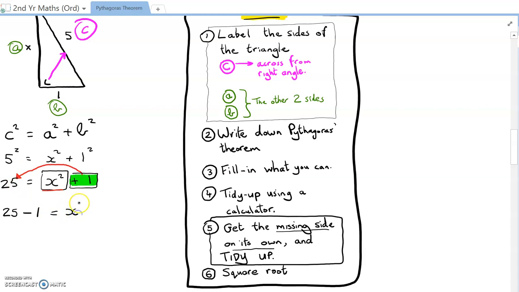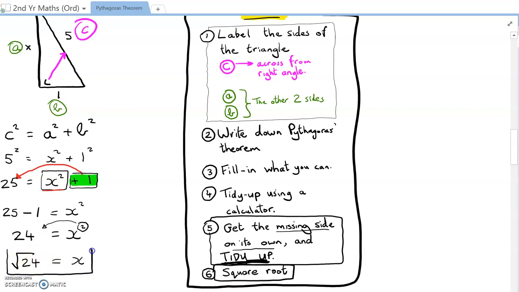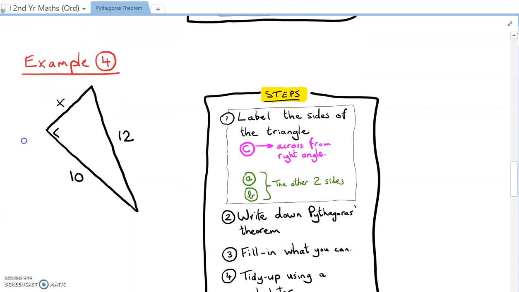Now look, the X squared is on its own. Okay? Now just tidy that up. So 25 take away 1 is 24. And it's still the same. We end up with doing the square root. So bring that power of 2 over to the other side, and we'll end up with a square root of 24. And that is my answer. Because when I type square root of 24 into the calculator, I get a list of decimals. So I'll just leave it as the square root of 24. Okay. Now, I want you to try some of these.